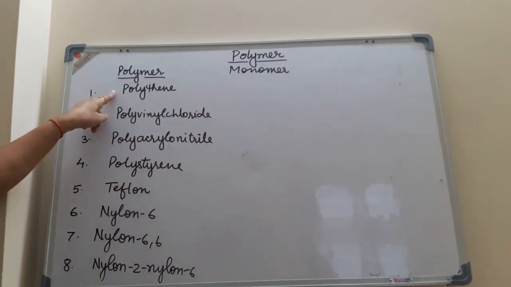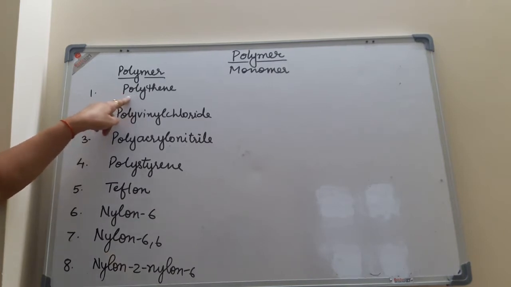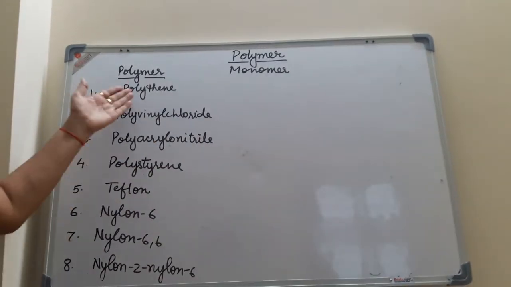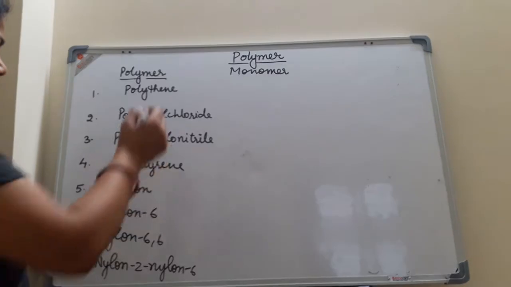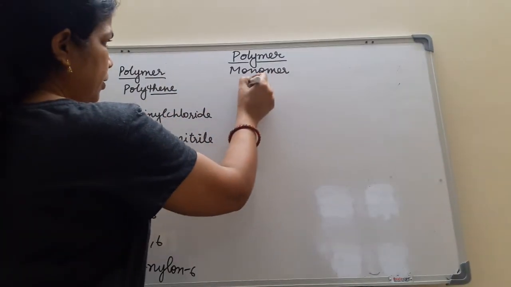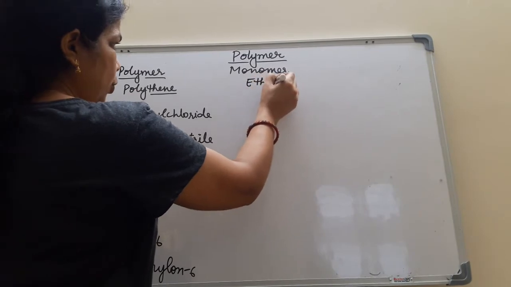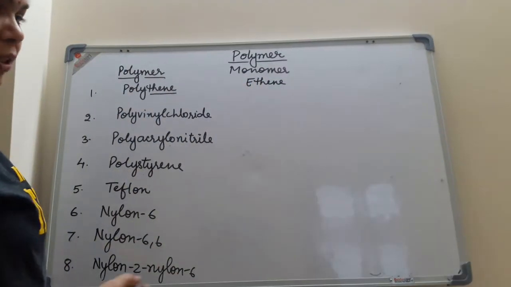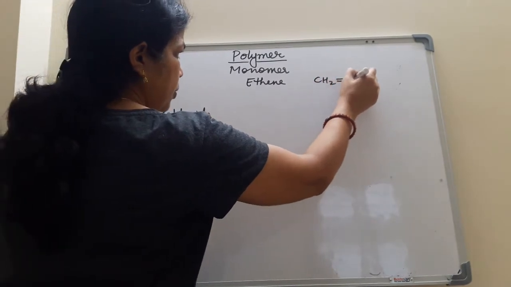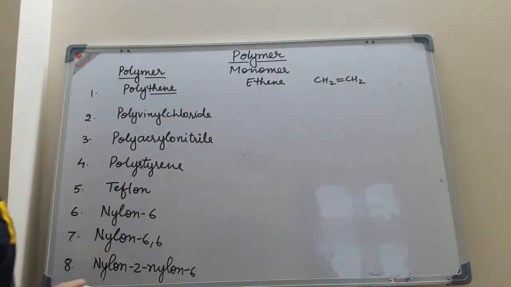So let's take this first polymer, which is called polythene. The moment you remove this poly word from its name, you will have an idea of its monomer. So remove the poly word, and you get thene. Thene is an incomplete name from ethene. So it means its monomer is ethene. What is the structure of ethene? CH2 double bond CH2.